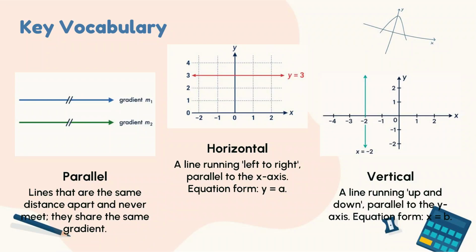Let's begin with the key vocabulary. Parallel lines are lines that stay the same distance apart and never meet. They share the same gradient. A horizontal line runs from left to right and is parallel to the x-axis. Its equation has the form y equals a. A vertical line runs up and down and is parallel to the y-axis. Its equation has the form x equals b. These special forms are very useful because they help us recognize lines quickly without needing a full table of values.